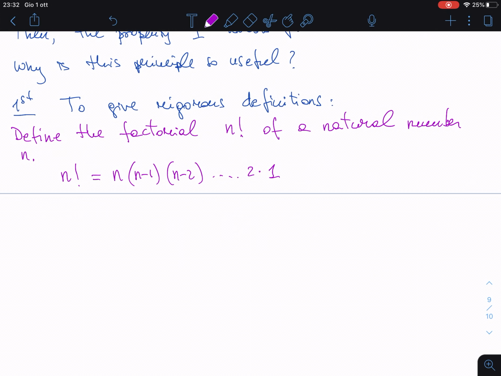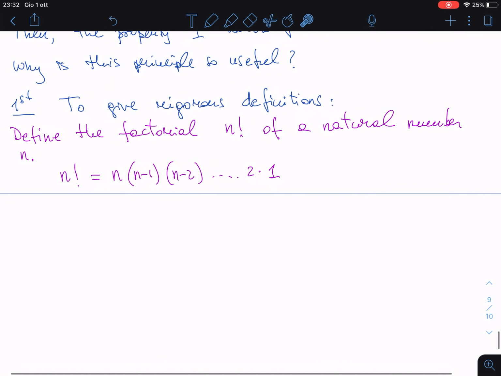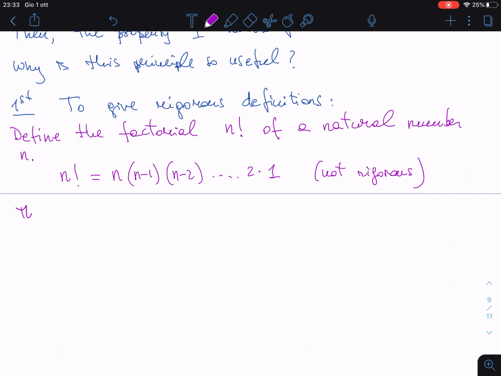This definition is very clear, but for a mathematician it is awful. And not because it is very clear. We like clear definitions, we like clarity. But because there are these dots, and they are not rigorous mathematical symbols. Okay? So this is not rigorous. And the rigorous version of this definition uses the induction principle.